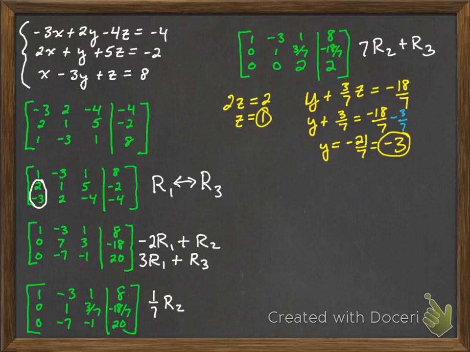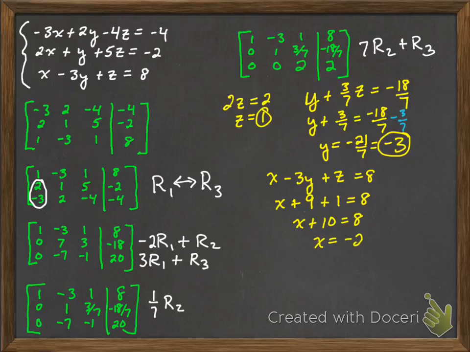Now we move up to the top equation, which is 1x minus 3y plus 1z equals 8. The y value is -3, so -3 times -3 is plus 9. Then we have plus the z value, which is 1, equals 8. That gives us x plus 10 equals 8. Therefore, x is equal to negative 2. All right, so we now have our solution, x value first of negative 2, then the y value of negative 3, and the z value of 1.